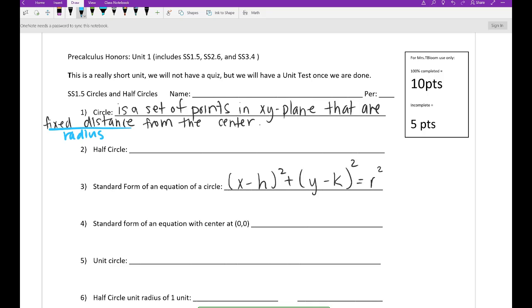I want to move (x minus h) squared to the right side. Right, I'm going to move that first. So the first step is I'm going to keep (y minus k) squared still on the left-hand side, equals r squared minus (x minus h) squared, on both sides. Now what are you going to do? Keep in mind, I want to solve for y.